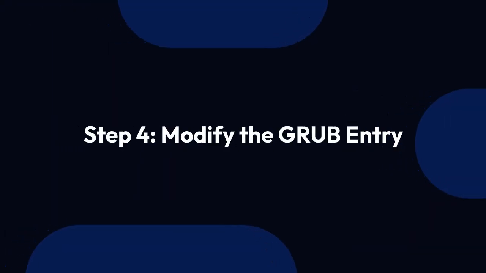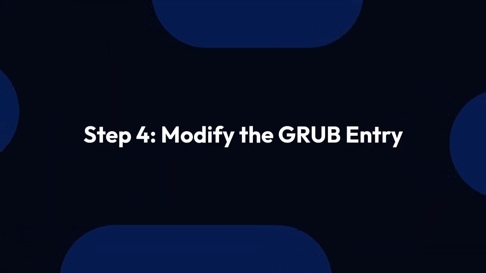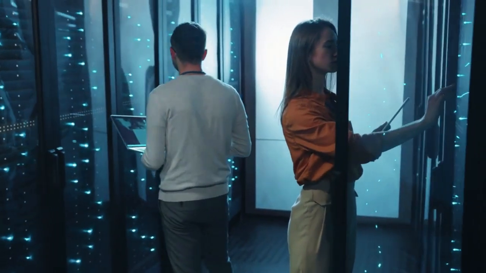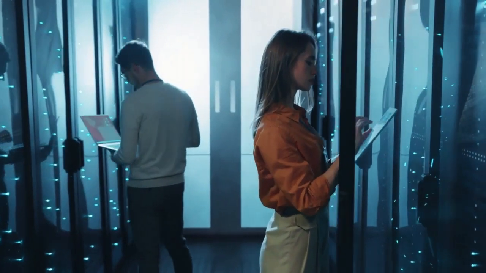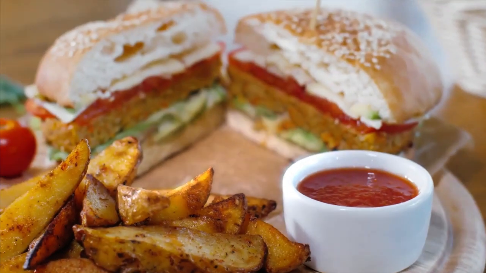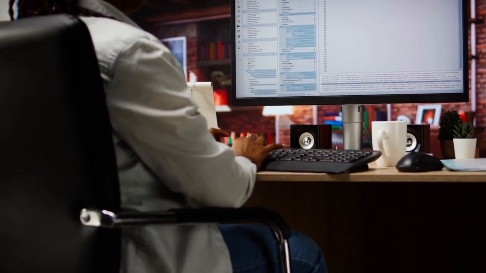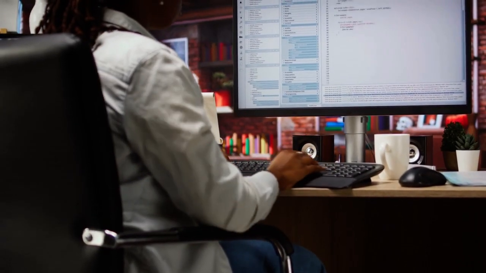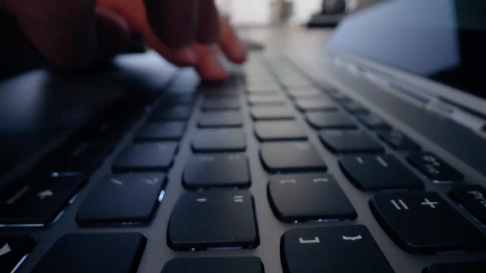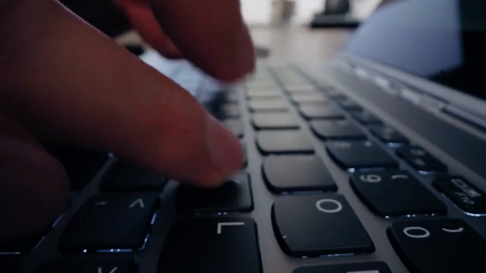Now for step 4. Modify the GRUB entry. After pressing E, you'll see a screen full of text, which represents the GRUB boot configuration. Look for the line that starts with linux or linuxefi. This line specifies the kernel and its initial parameters. Use your arrow keys to navigate to the very end of this linux or linuxefi line.